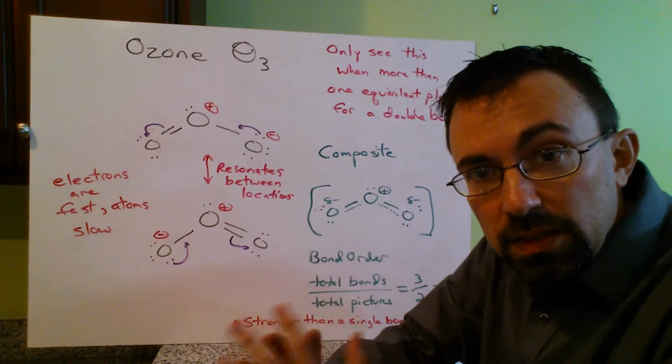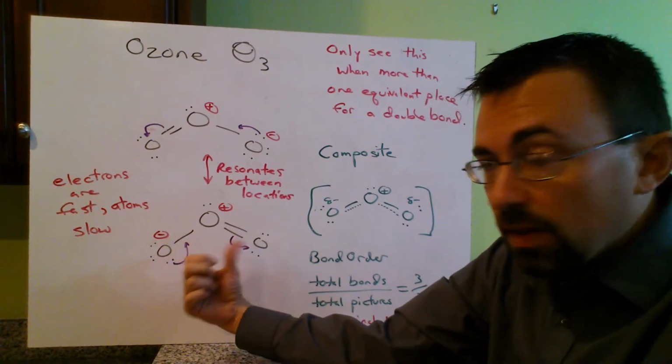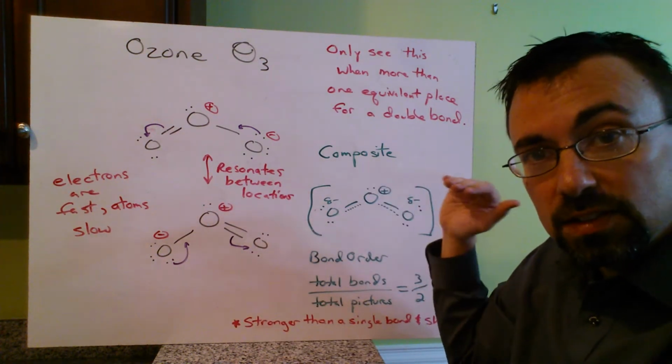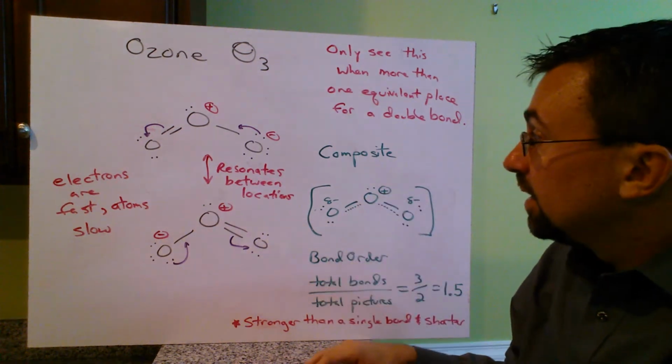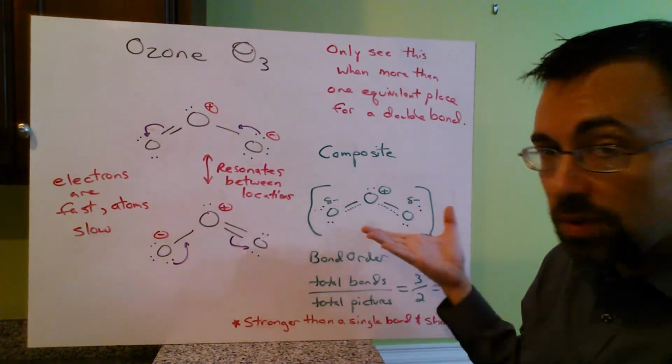what would the actual molecule look like? Well, it's not going to be able to adjust this double-single. You're going to end up with what essentially is a composite or an average, and that's going to describe the real molecule. So the average of all the resonance structures gives you the real molecule.